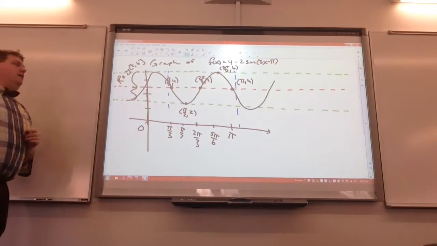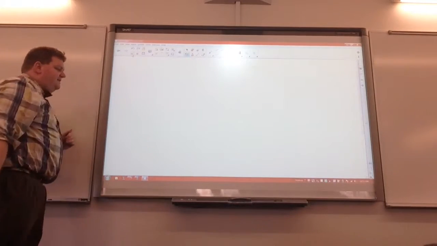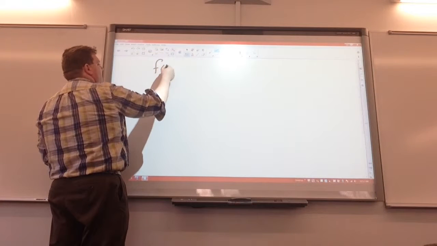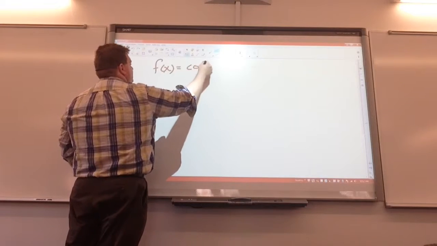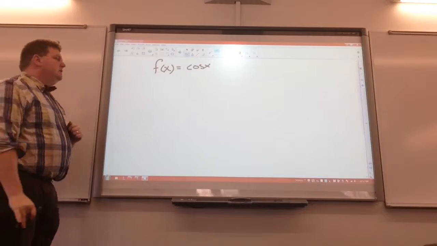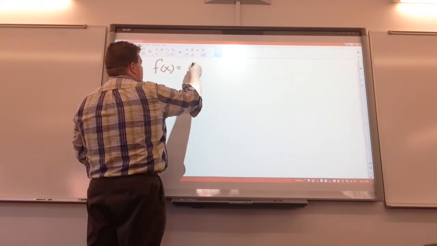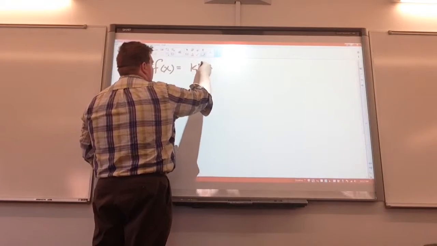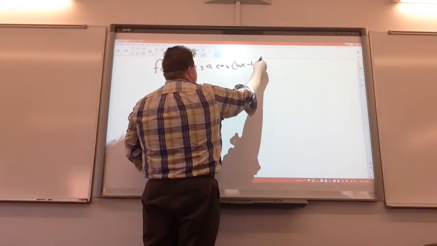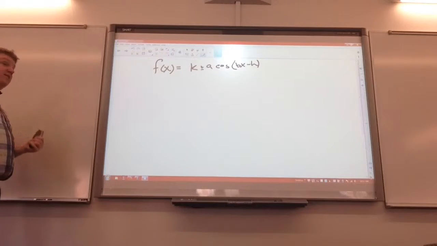Okay. Let's see, we've got a few minutes left, so the other one we want to look at today is the graph of the cosine. And guess what? All the pieces of the graph of the cosine are the same. Okay? So basically, instead of writing cosine x, I could write this as k plus or minus a cosine of bx minus h. The cosine graph is going to have all the same pieces.